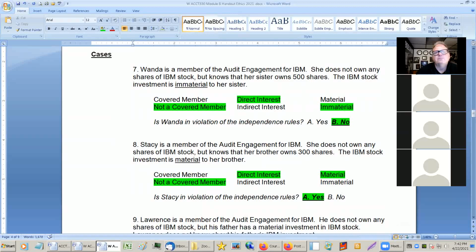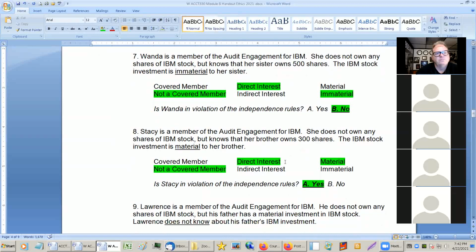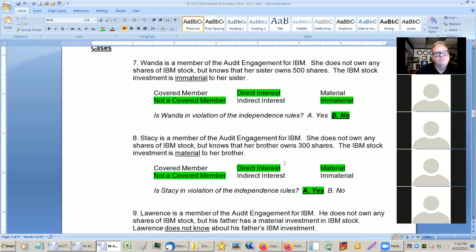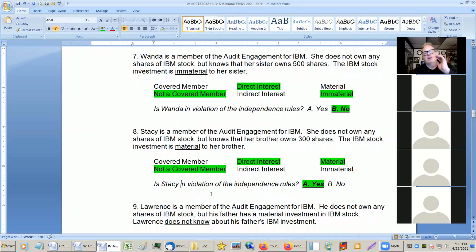So the green that we're highlighting is not specifically the member of the engagement. It's the person that owns the stock. It's whether the person that owns the stock is a current member. Now, it relates to the person who's on the audit as far as them not being independent. So they're not going to pull their brother out. Their brother's not on the audit. But Stacy would be taken off the audit because her brother owns a direct material interest in IBM. Yeah, it is kind of strange. It relates to the covered member, but the people are not actually considered covered members.